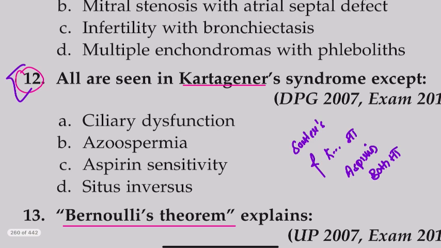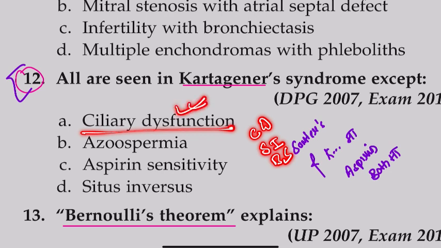All are seen in Kartagener syndrome except. Now before getting into it, what is Kartagener syndrome? Kartagener syndrome is a condition in which there is ciliary dyskinesia, situs inversus, bronchiectasis, and sinusitis. So ciliary dysfunction is present there? Yes. Azoospermia? No. Aspirin sensitivity? No. Situs inversus? Yes. All are seen in Kartagener syndrome except azoospermia and aspirin sensitivity. So the answer is B and C. Okay, now moving toward the next question.